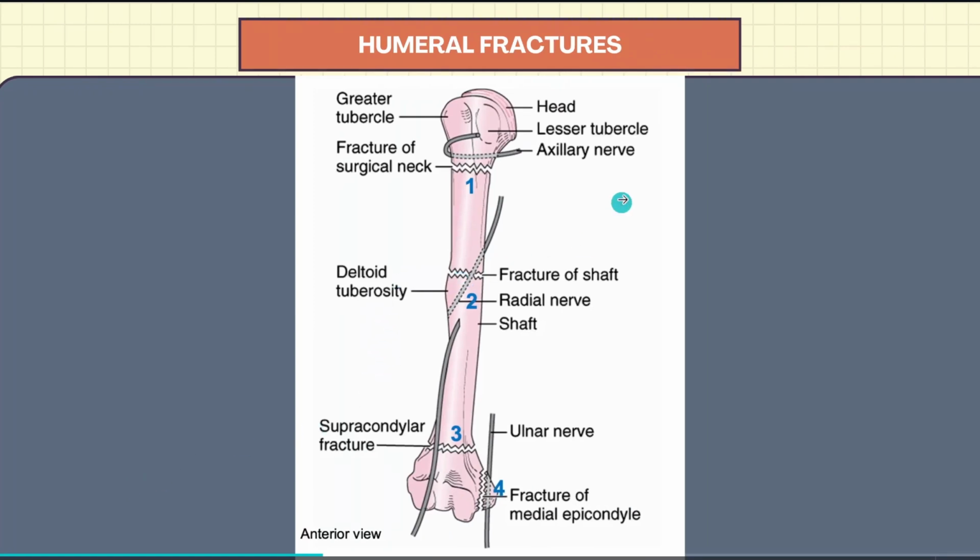Now, this is a really important picture, and it also makes stuff easier. A fracture in the surgical neck is going to cause damage to your axillary nerve. A fracture in the mid shaft of the humerus is going to cause an issue to your radial nerve. A supracondylar fracture is going to damage your median nerve. And lastly, a medial epicondyle fracture is going to cause damage to your ulnar nerve.